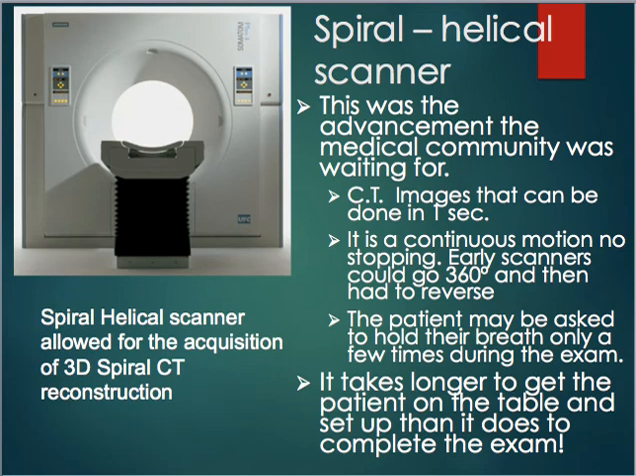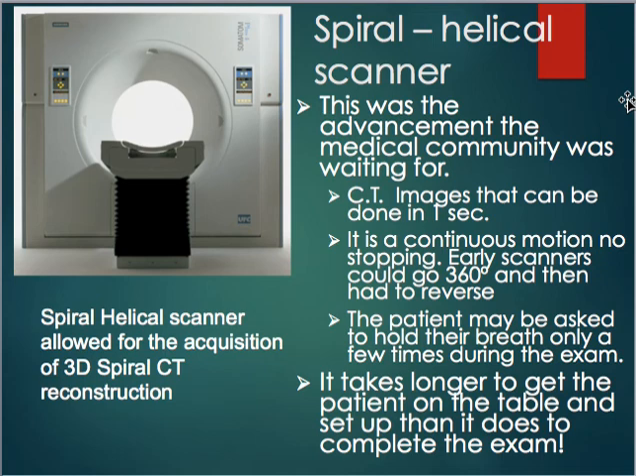After the original scanners were made, they came out with something called a spiral helical scanner. This was the advancement that the medical community was waiting for. Remember before, when it was like 8-hour scans, the CTs can be done in less than a second. And it was a continuous motion.